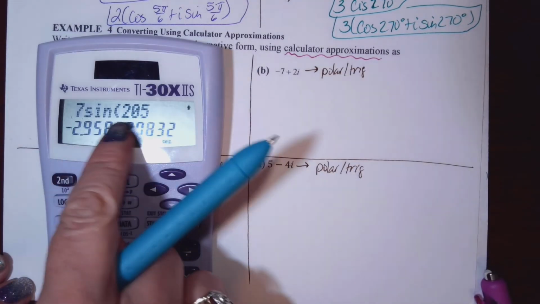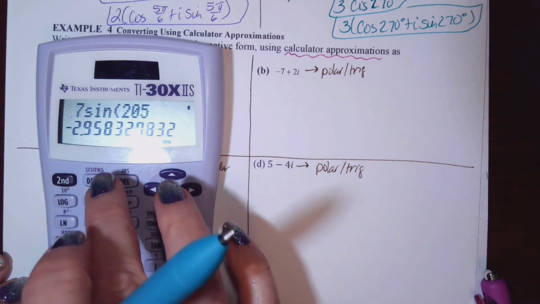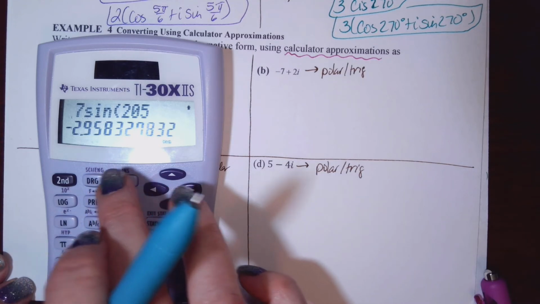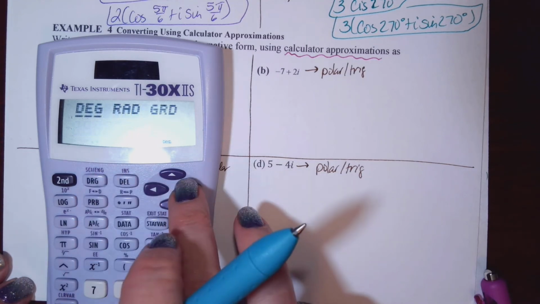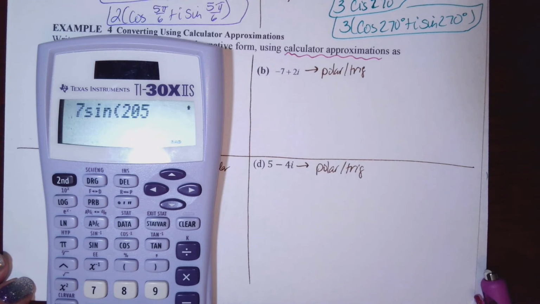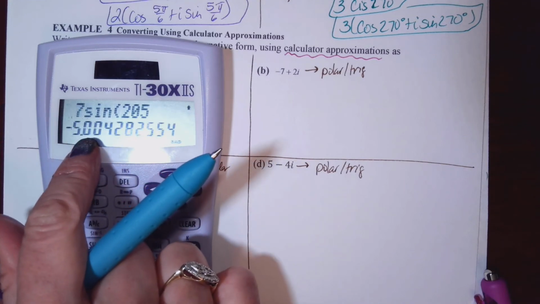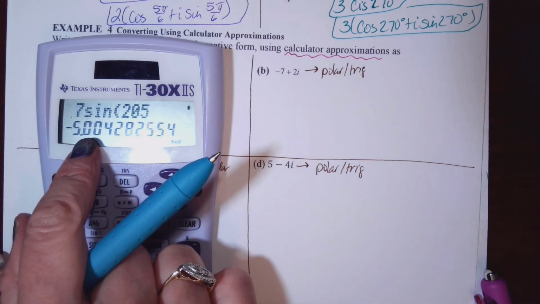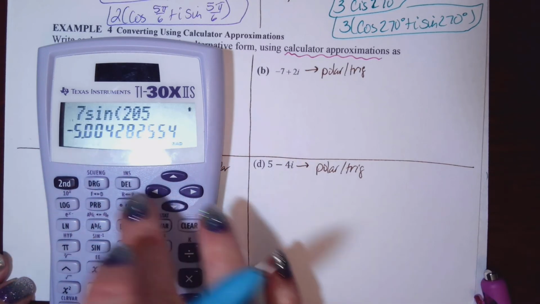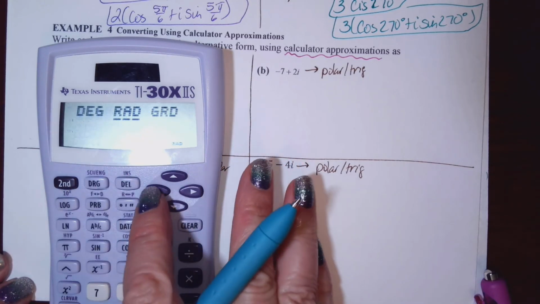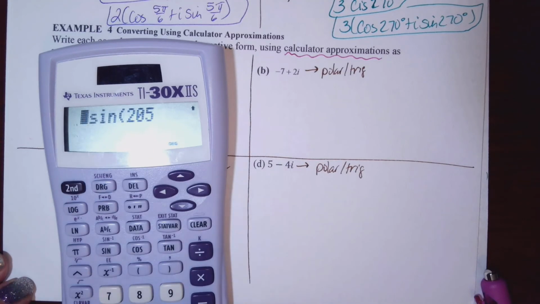Notice that if I change this mode, just to play with it, if I change my mode to radians and look at it again, it's not the same thing. It's still negative, but it's a totally different value. So just make sure you've got it in the right mode. Let me stick it back in degree mode so I don't forget to do that.